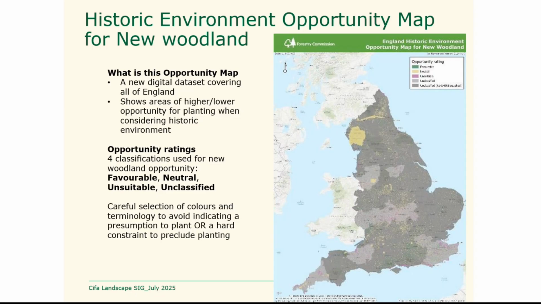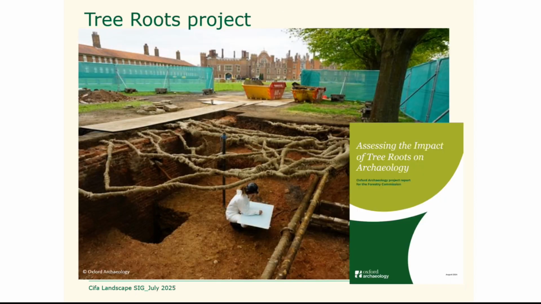We've also published a new historic environment opportunity map for new woodland, and this is part of our bigger historic environment data sets project. And we've done some classifications of favourable, neutral, unsuitable, very careful not to use terminology that is presumptive in relation to planting or not planting, but I'll come into a little bit more detail on that. Obviously, I'm going to rush through this, sorry.